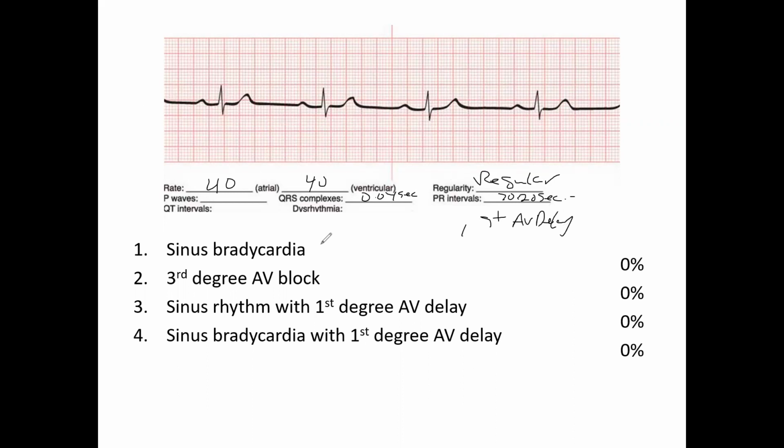So let's look at our answers. Sinus bradycardia: some people would jump on sinus bradycardia because of the slow rhythm, but because of that prolonged PR interval that's consistent from beat to beat, this is not just sinus bradycardia, so that's wrong. Third degree AV block doesn't match. Sinus rhythm with first degree atrioventricular delay: it is a sinus rhythm, but that would fall more if we were between 60 and 100, so we'll rule that out. If I were taking this test, I would go with sinus bradycardia with first degree atrioventricular delay, because we're applying what we know about ECGs to the overall setup.